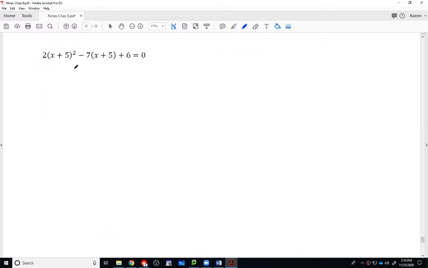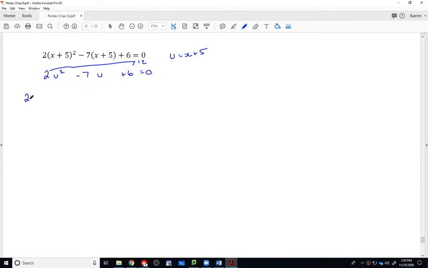Again, start with your u substitution. So we've got 2u squared minus 7u plus 6 is equal to 0. U is x plus 5. Okay, now we're going to solve this. Again, every single one you can solve by factoring. If you hate factoring, feel free to complete the square or use the quadratic formula. It'll work the same. But we're trying to solve for u.